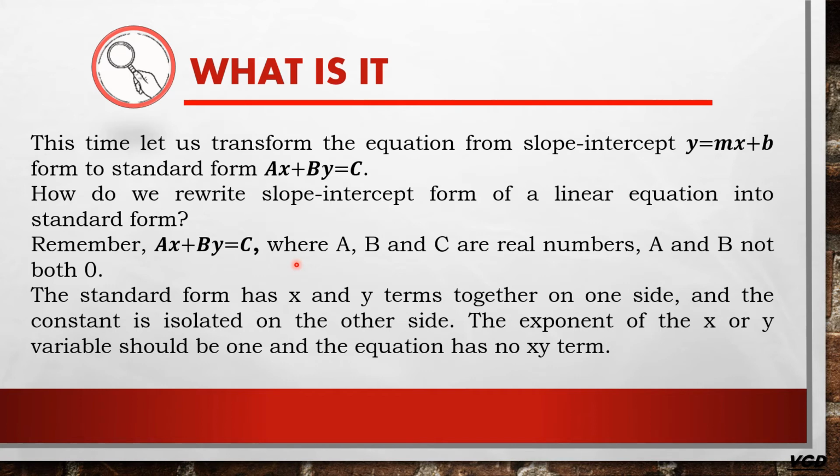Alright? So, the exponent of the x or y variable should be 1, because if it is not 1, it means it is not a linear equation. And the equation has no xy term. So, it should be ax plus by. Alright? So, take note of that.